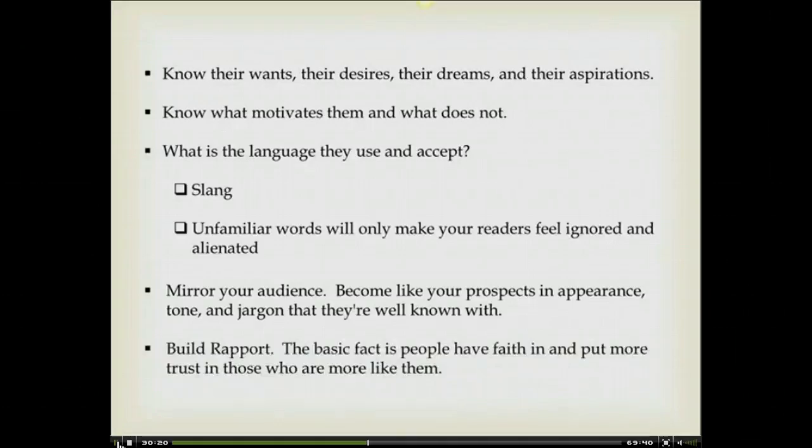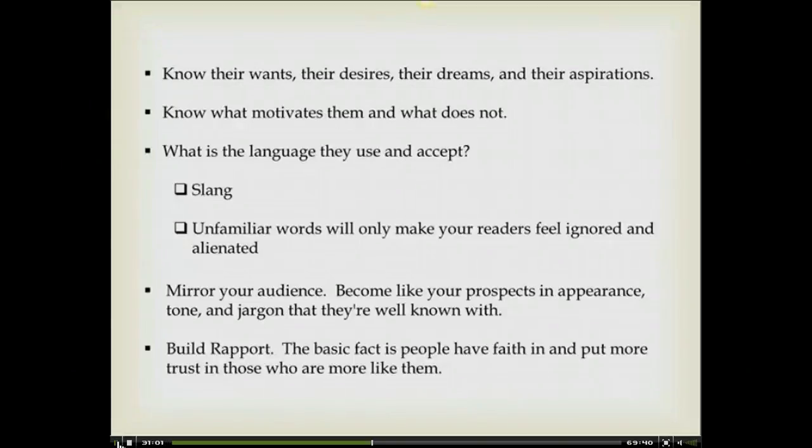The basic fact is people have faith in and put more trust in those who are more like them. You've done this yourself: when you show up to somebody's sales page and you're reading through it and you feel like you've made a connection, you feel like, yes, this is me they're talking about. Yes, these are my problems. Yes, that is the solution to my problem. This person knows who I am. You start putting more trust and faith in that person, even though you really don't know them. You start feeling that person has done their research and knows what's going on with me. That's going to be very, very important.